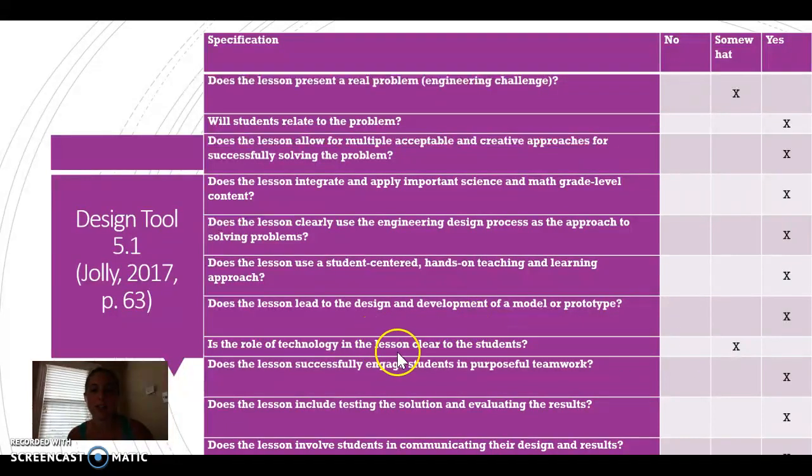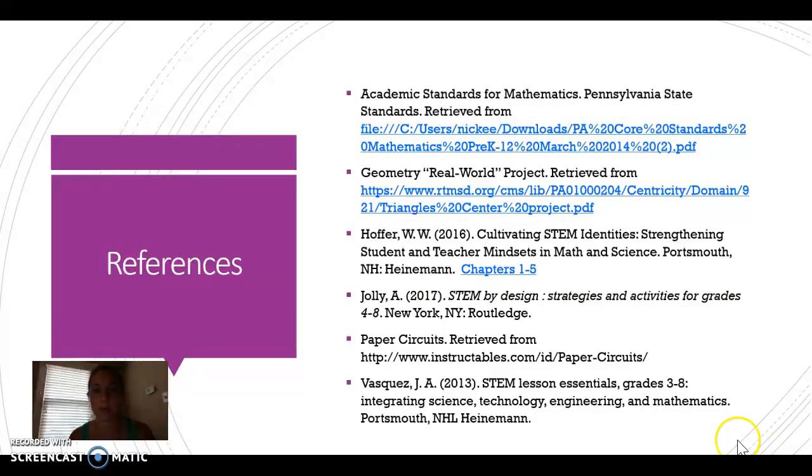I also said the role of technology in the lesson is clear to students. I said somewhat because there's not a lot of technology involved, but there are definitely programs and softwares out there that would allow for programs as well.